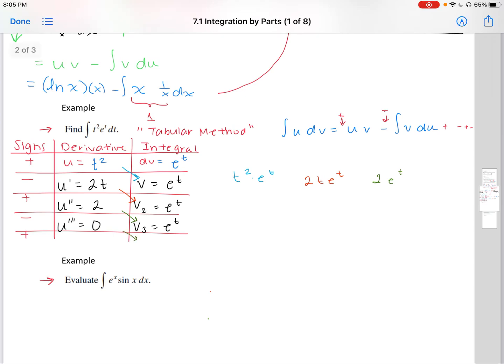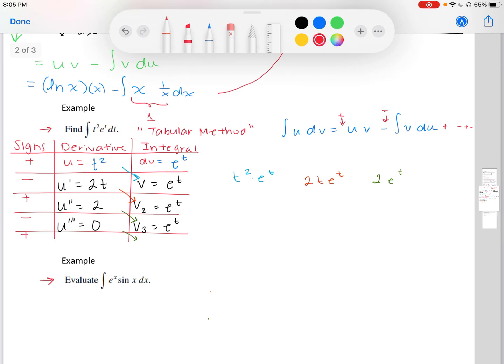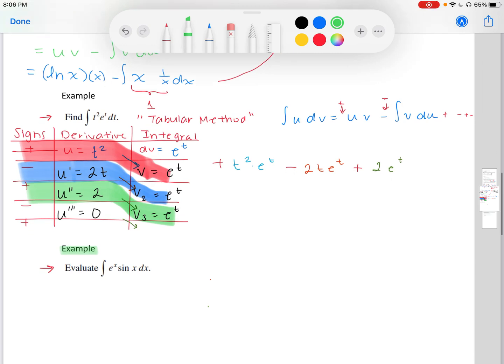Now we also kept track of our signs, which is really nice. So our first term is going to be positive, so I have plus. Our second term is going to be negative, and then our third is going to be positive. So the way we would look at it is like this, and like this. This is the tabular method, and it's a quick way to do integration by parts. But again, it doesn't always work. Our next example is one where you'll see yourself in a never-ending cycle using the tabular method. And so there we have our answer.